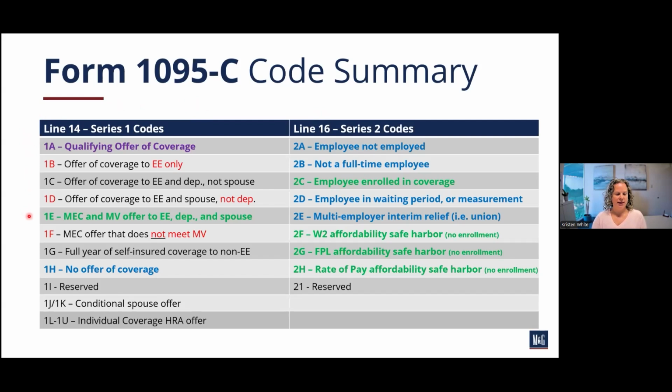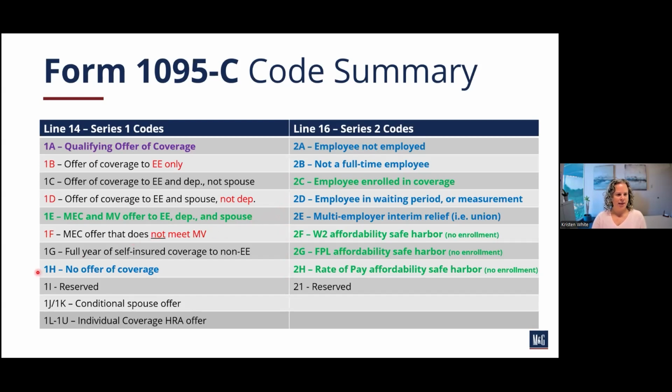I'm going to jump down here to our green 1E. That means that you offer the minimum essential coverage with minimum value to employees, to children, spouse. And that's where you'll see most of us. And then there's 4 options you would pick over here in 16. Either they took coverage, and that's it. Or if they waived, then which of the 3 safe harbors can you file under?